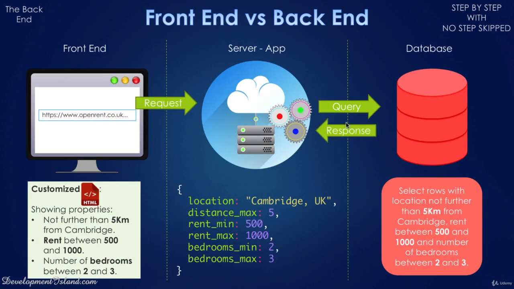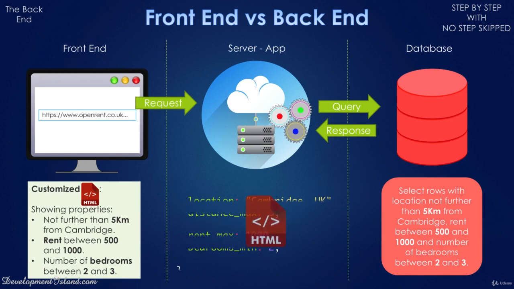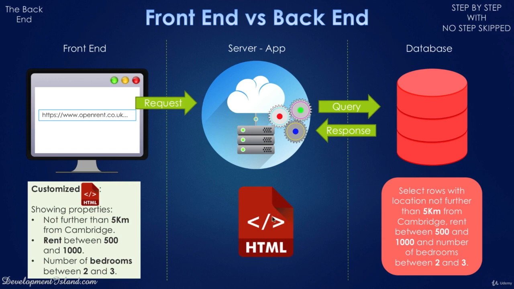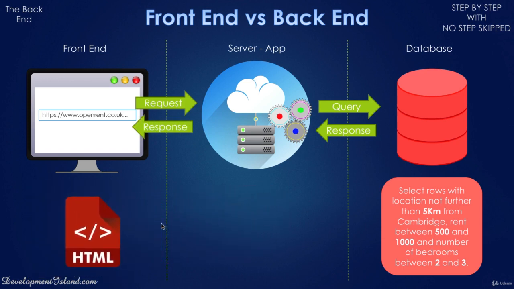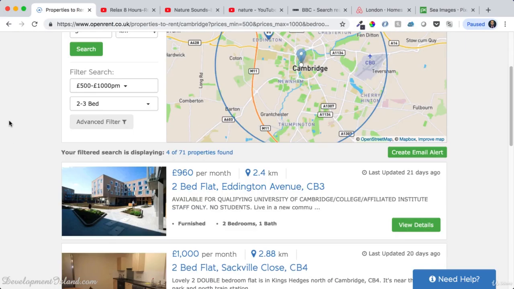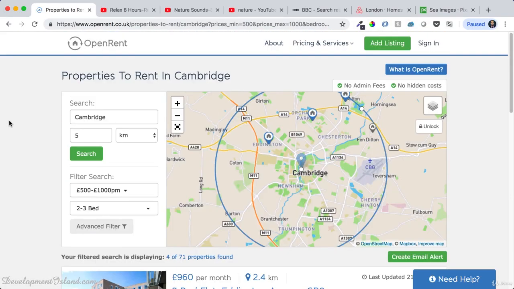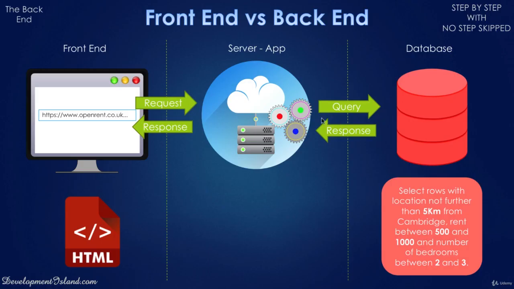And then our app is going to start working again, and is going to use the details of those properties we found to build the customized HTML web page, which is going to be served to the user by the server. And then the browser is going to display that customized HTML web page. Hopefully this gave you a good understanding of how the backend works.